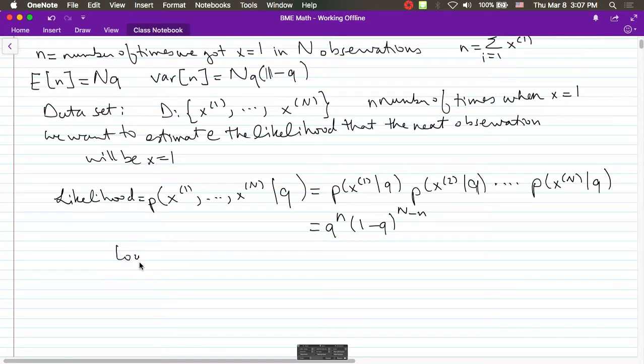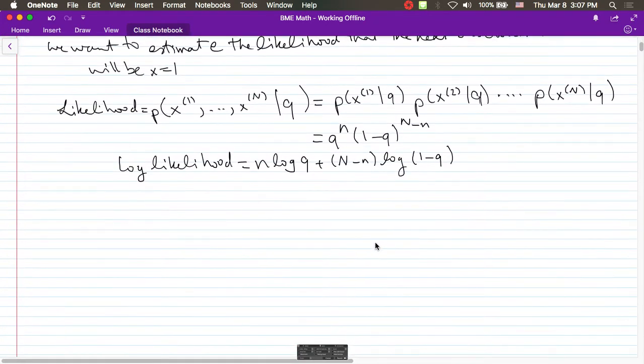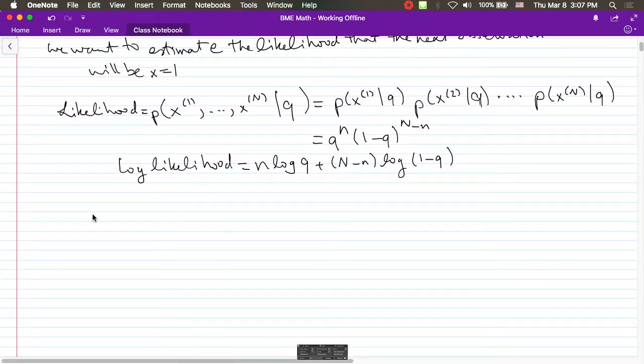So the log of the likelihood is equal to n times log of q plus (N minus n) times log of (1 minus q). So in maximum likelihood, we want to find the parameter q that maximizes our likelihood.